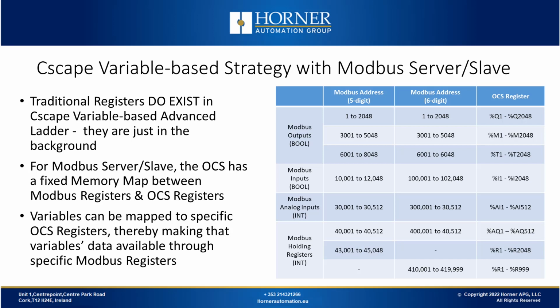So in your application, you'll be taking those variables that you want to make available over Modbus, and you'll use the variable editing tool in Cscape to map those registers to specific OCS register locations, which will make them available on specific Modbus memory locations.